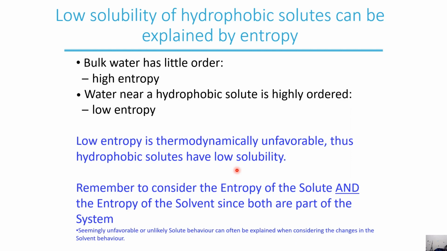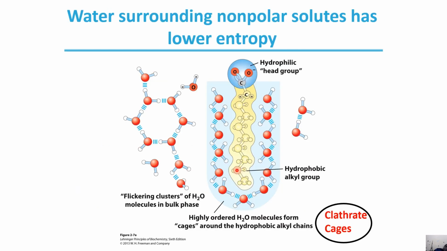So low solubility of hydrophobic solutes can be explained by entropy. So bulk water has little order, high entropy. Water near a hydrophobic solute is highly ordered with low entropy. So low entropy is thermodynamically unfavorable, thus hydrophobic solutes have low solubility. So water surrounding nonpolar solutes has lower entropy.